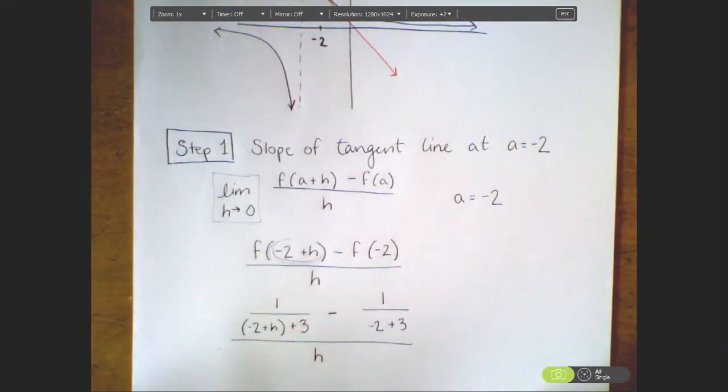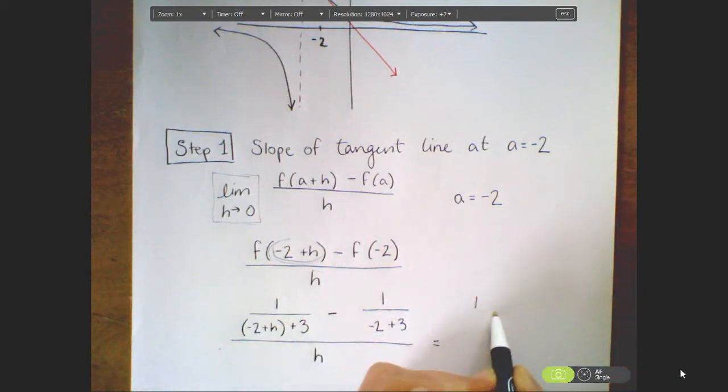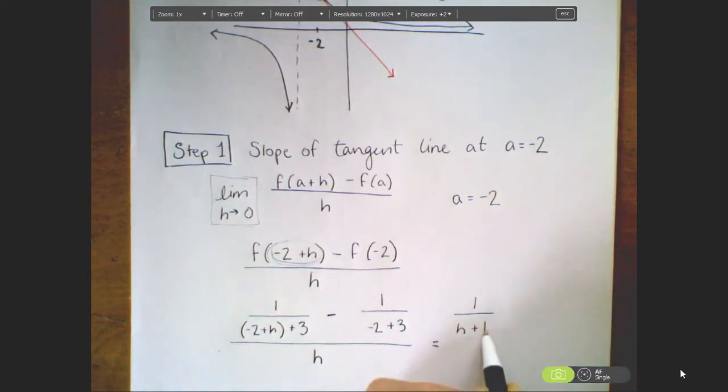So this looks really clumsy as it's written. Let's simplify it a little bit before we move to the next page. Let's look at this first fraction. In the denominator I have minus 2 plus h plus 3. Notice that these parentheses here don't imply any sort of multiplication, each of these are individual terms. So I can add the positive 3 with the minus 2, and I end up with h plus 1 in the denominator here. So I have 1 over h plus 1.